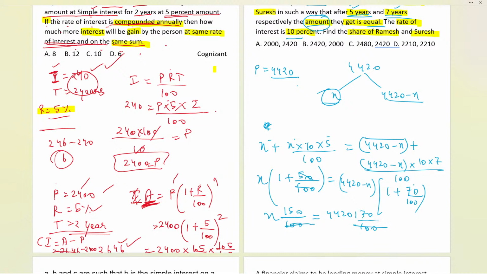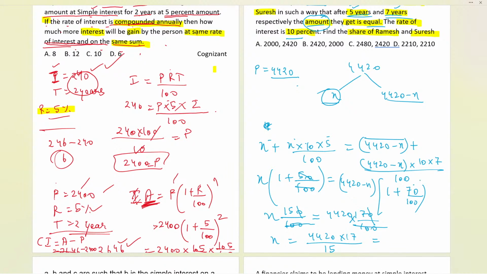0, 0 cancelled over here. 1, 0 also multiplied. 0, 0 cancelled over here again. And now you can simplify this part over here. X equals to 4420 times of 17 by 15 over here. So that is the part we all are getting over here. So now we all can calculate, and accordingly we can get the final answer over here.